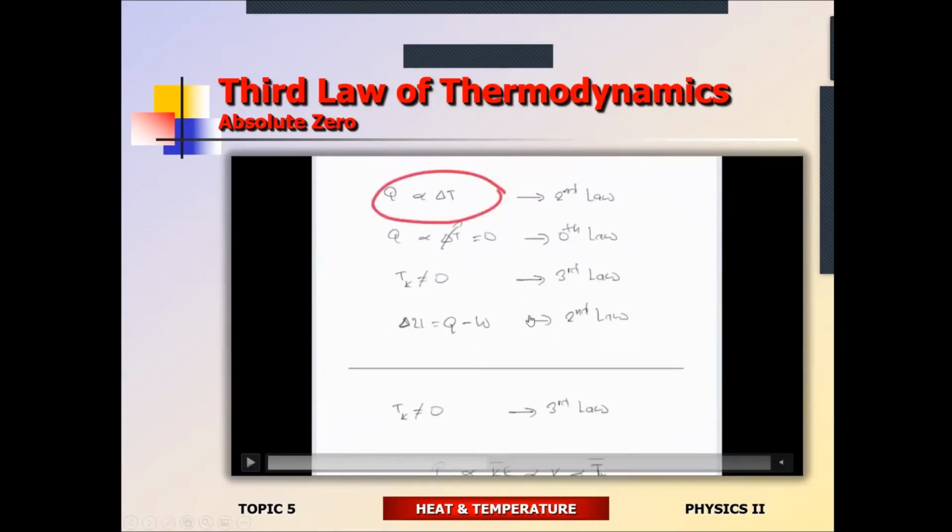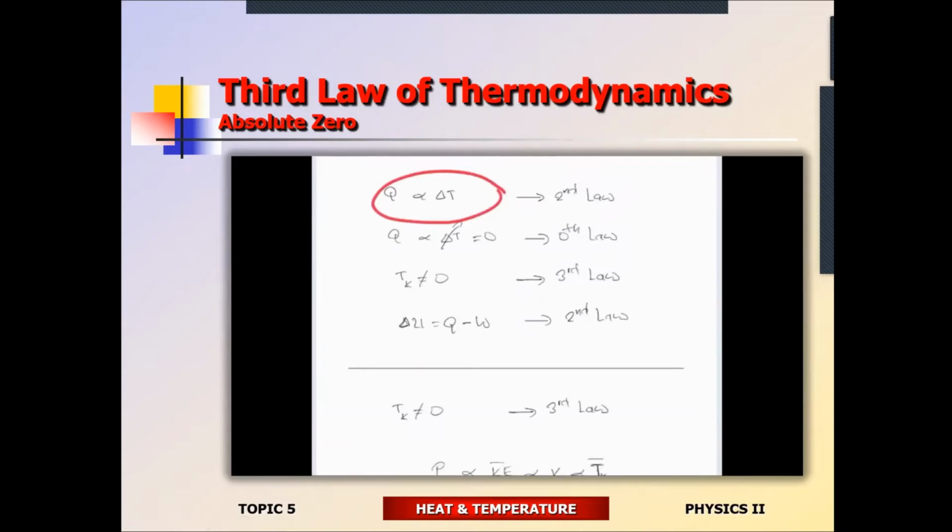Absolute zero cannot be reached because one argument is if there's a temperature difference, there's always going to be heat flow, which is correct. Absolute zero, 0 Kelvin, space, 3 Kelvin, there's a temperature difference. So the heat is always going to flow from hot to cold. Unless you can isolate or insulate a region of space to an extent that there's absolutely no heat flow from outside, there's no way you can reach absolute zero. That's a commonsensical way of looking at it.